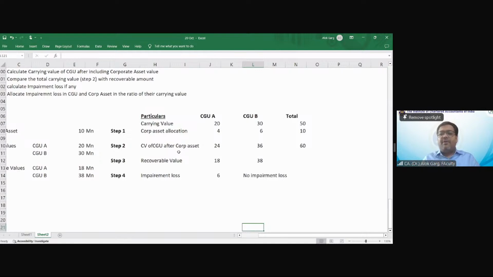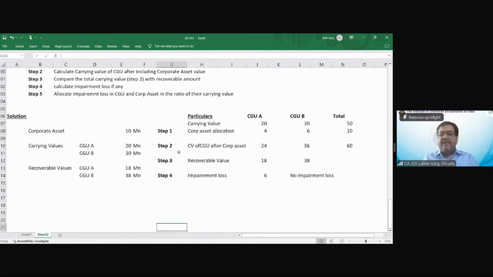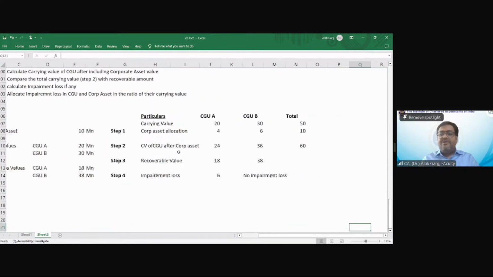Any difficulty, any problem so far? Now we know that CGU A needs to be impaired by 6 million and there is no impairment on CGU B. Now I need to allocate the impairment loss in CGU and corporate asset. Step number 5. What is my step number 5? I need to allocate impairment loss in CGU and corporate asset.